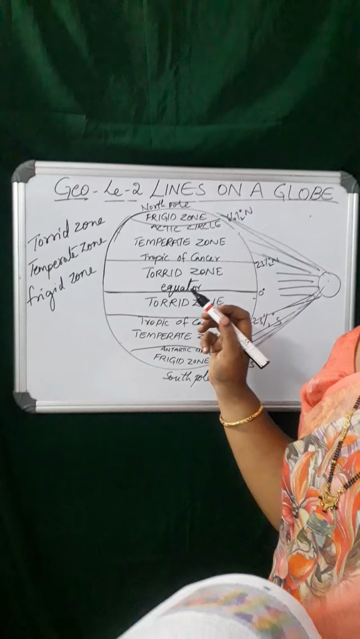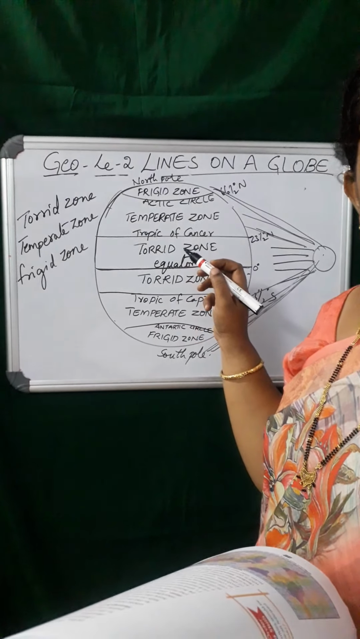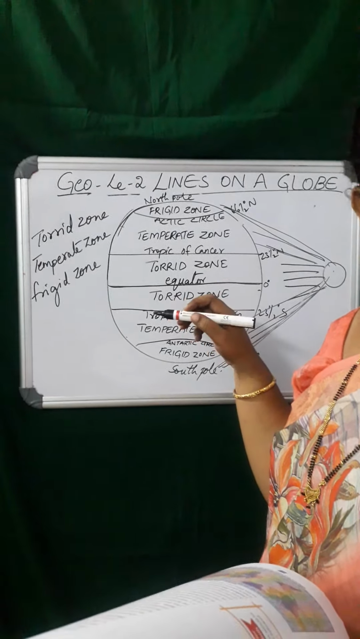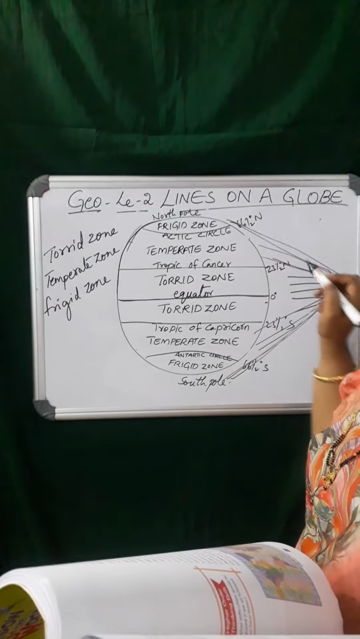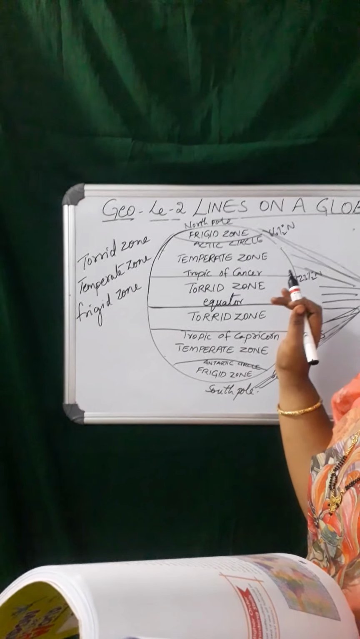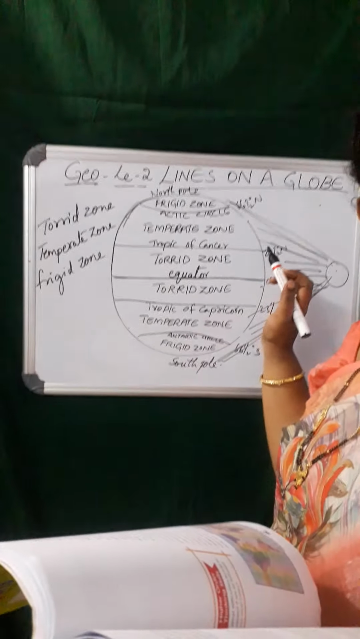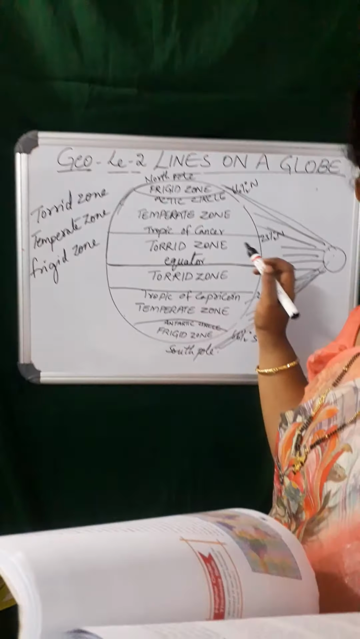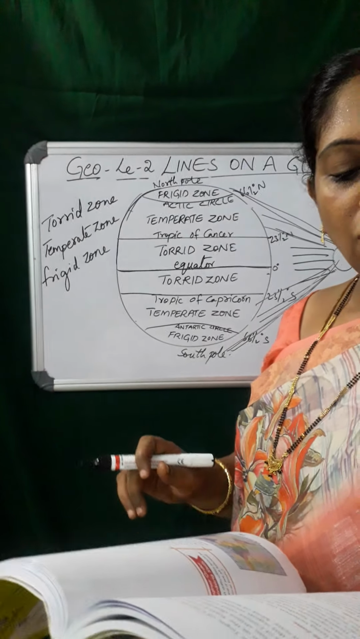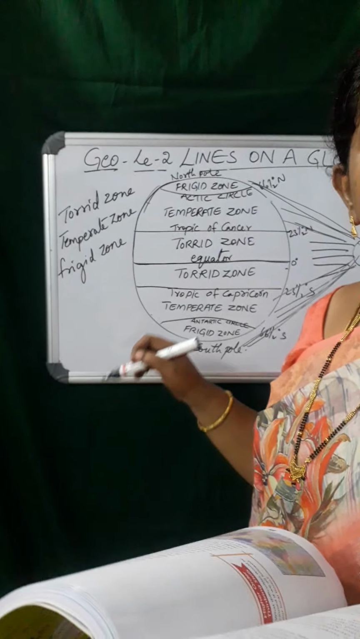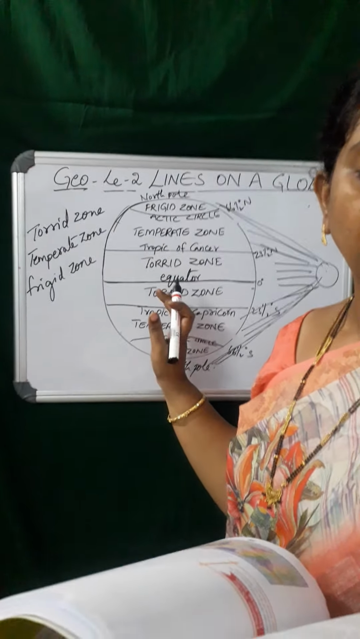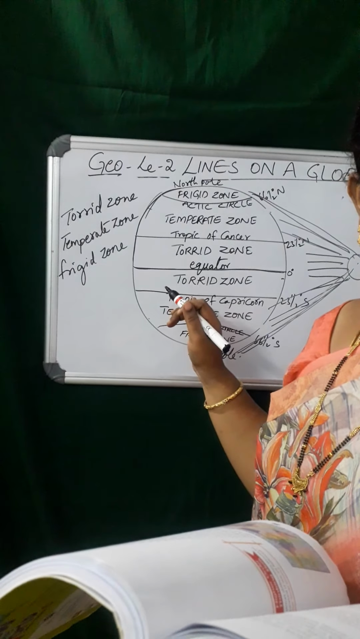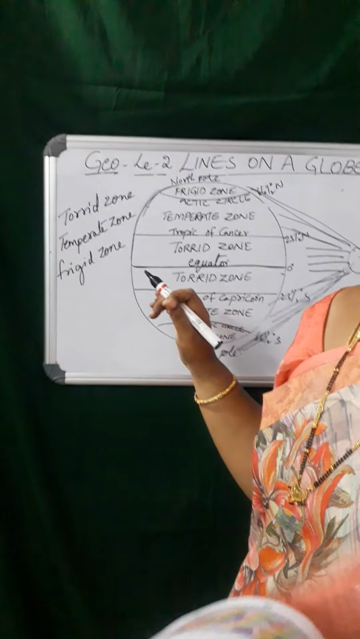Then about the frigid zone. The angle of the sun's rays keeps decreasing as we go towards the pole. See, the sun's rays fall so far, so it will be little decreasing. Thus, in the regions lying between the Arctic Circle and the North Pole, and the Antarctic Circle and the South Pole in the southern hemisphere, very little heat is received from the sun and they are very cold. These regions are known as the frigid zone or polar regions.